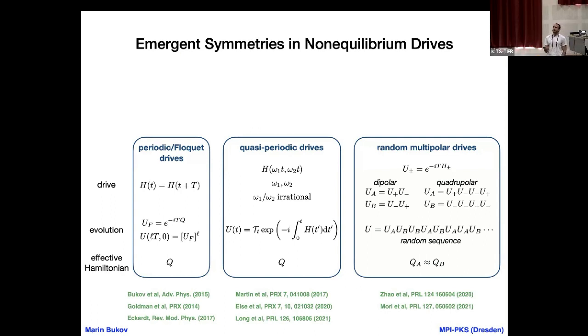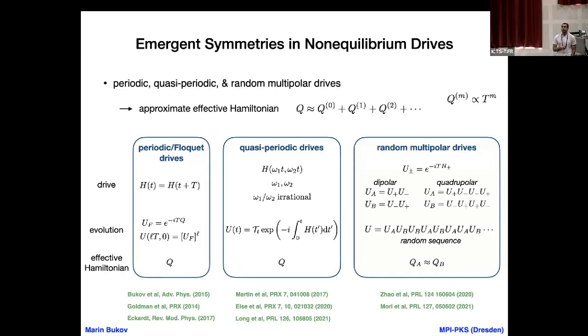Nevertheless, you can still approximate the dynamics of UA and UB to be generated by some effective Hamiltonian, in this case QA and QB. These are called random multipolar drives because you can also consider higher order multipoles, for instance a quadrupolar sequence, etc. So these are three different classes of non-equilibrium drives that the talk is going to be pertinent to.